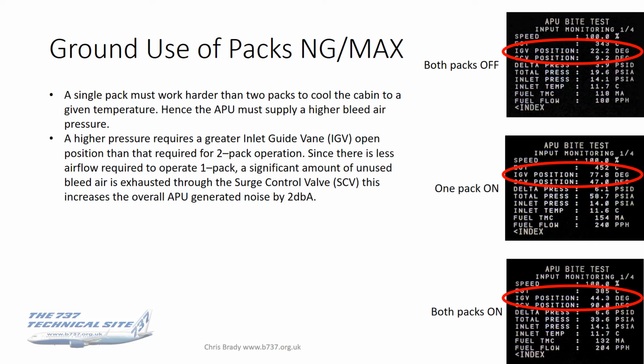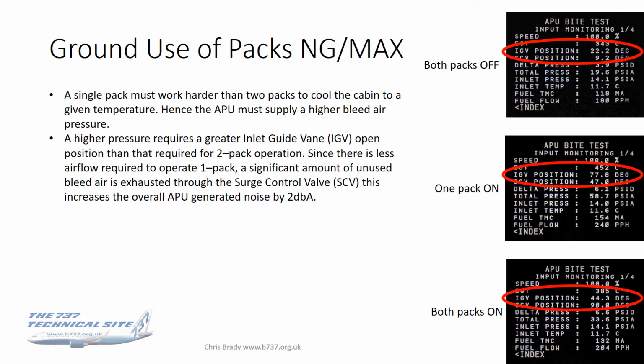Now, a higher bleed air pressure requires a greater IGV, inlet guide vane, open position than that required for a 2-pack operation. That you can see again there on the highlighted fields. Single pack, the IGVs are driven to about 77-78 degrees. Both packs, it's only 44 degrees.